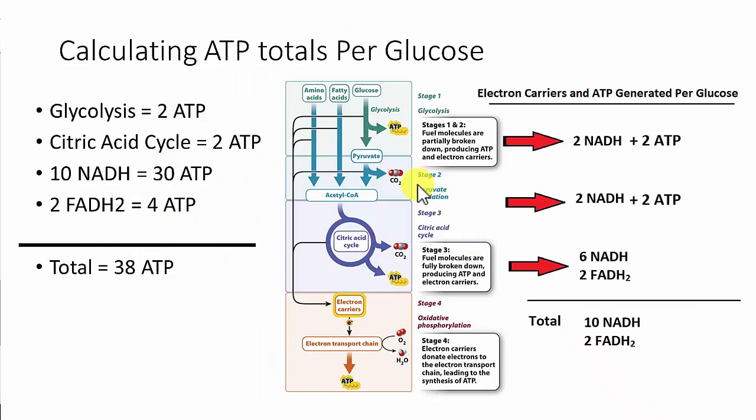Now, calculating the totals, in addition to the NADH, we had 2 ATP from glycolysis and 2 ATP from the citric acid cycle. So we generated 4 ATP per glucose up until the electron transport chain, and then with the electron transport chain, we're going to see how we produce even more ATP.